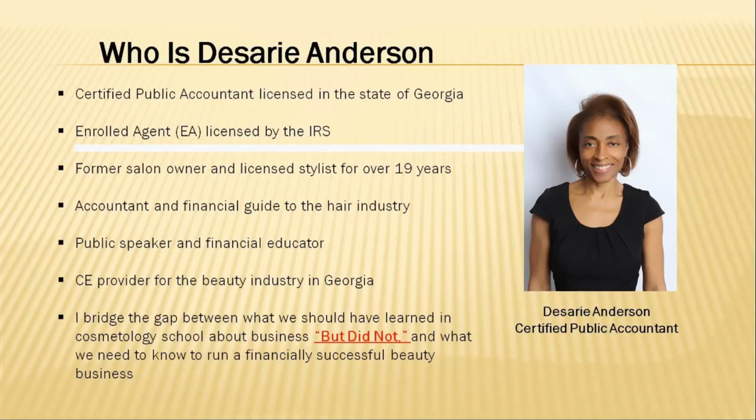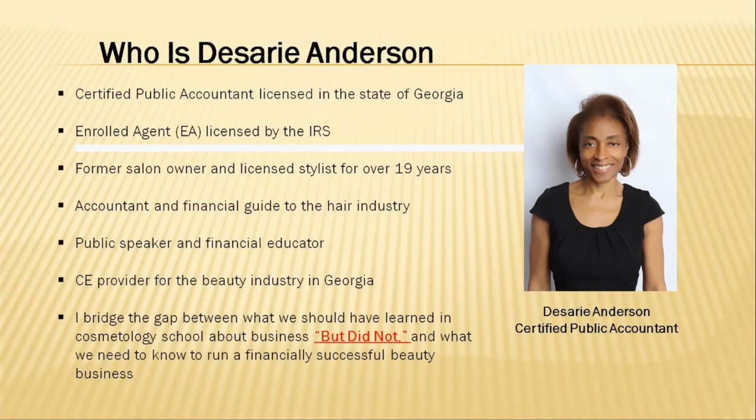So let me start out by introducing myself. My name is Desiree Anderson. I'm a certified public accountant located in the state of Georgia. I am also an enrolled agent. And for those of you that don't know what an enrolled agent is, we are licensed by the IRS to represent taxpayers in front of the IRS.